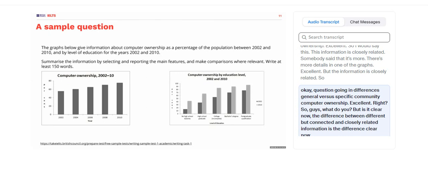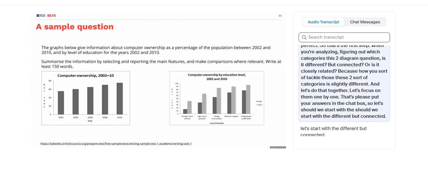Excellent. So is it clear now the difference between different but connected and closely related information? Is the difference clear now? Perfect. So that's the first step when you're analyzing: figuring out which category this two diagram question is. Is it different but connected, or is it closely related? Because how you tackle these two categories is slightly different. And let's do that together. Let's focus on them one by one.